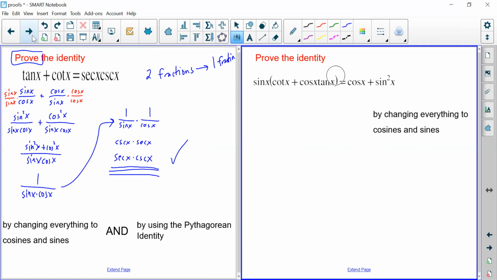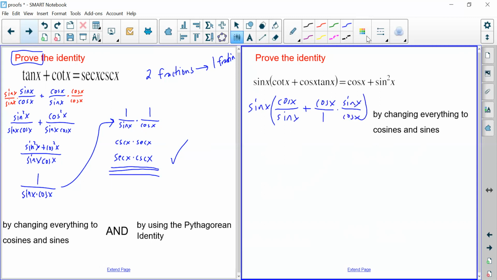Well, let's see here. If you have an inclination to distribute that sine, that's good. We're probably going to do that at some point, probably. But let's just change everything to sines and cosines first. So sine of x remains. Cotangent is cosine over sine plus cosine of x, okay, over 1, I guess. And then tangent is sine over cosine.